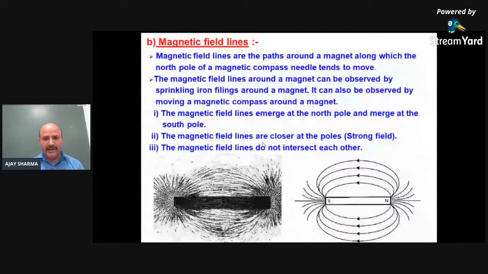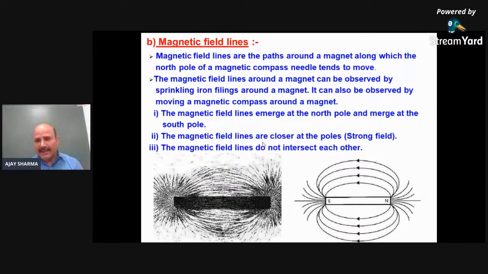On the left of your screen you can see the magnetic field lines which are created with the help of iron filings. On the right hand side in the slide you can see the magnetic field lines which are actually drawn. The lines are coming out of the north pole and entering into the south pole. So we will be discussing some properties of magnetic field lines.